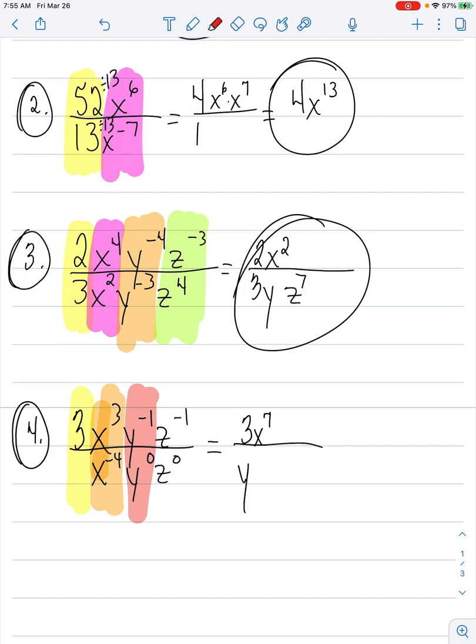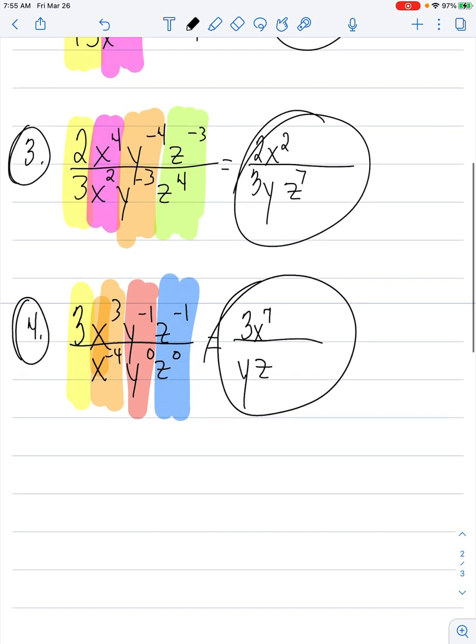That's the same thing that's going to happen with our z's. I see that z to the negative first needs to come down to the bottom to become z to the first, but z to the 0 power is 1, so I'm finished. So my final answer is 3x to the 7th over yz.